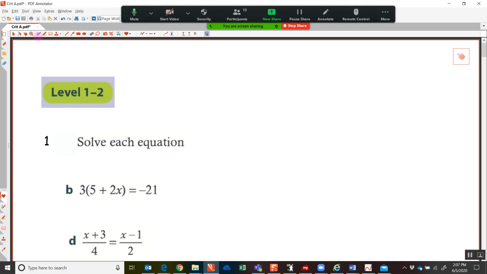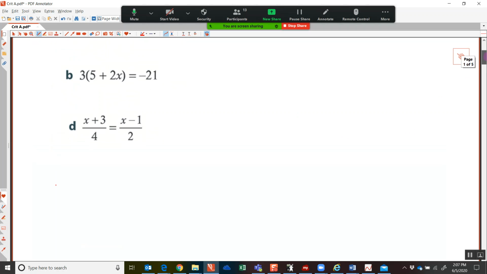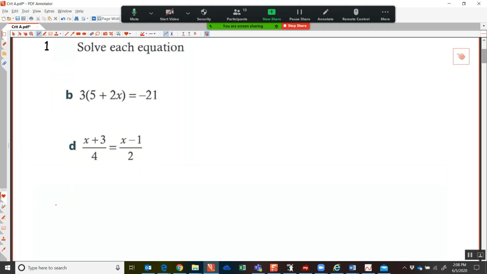All right, so first question then, guys. This one: 3 lots of (5 + 2x) equals negative 21. We have to solve it. So what do you do?